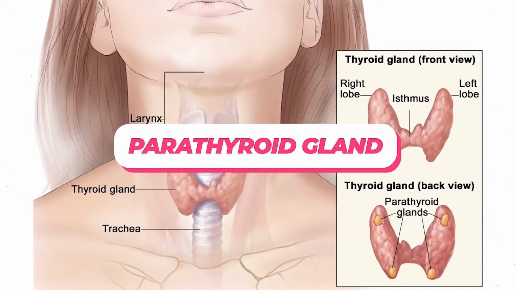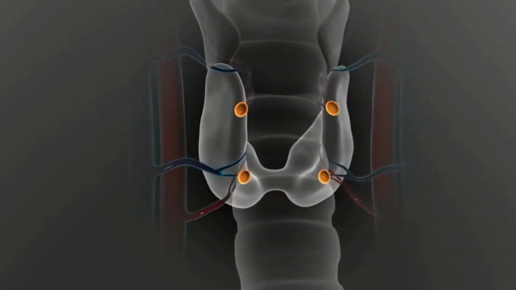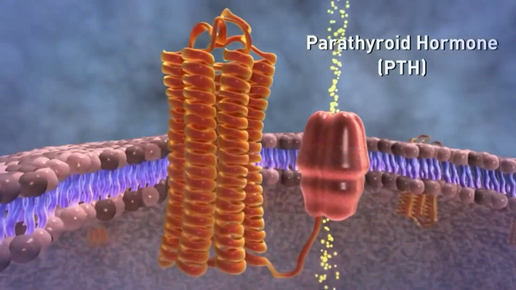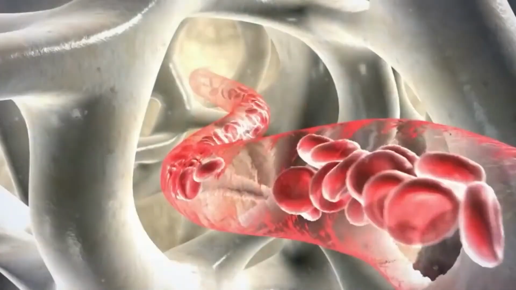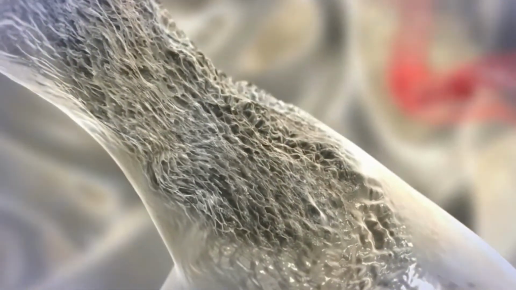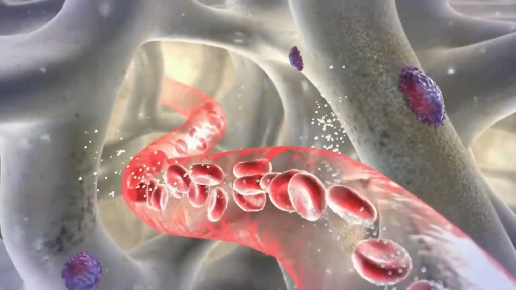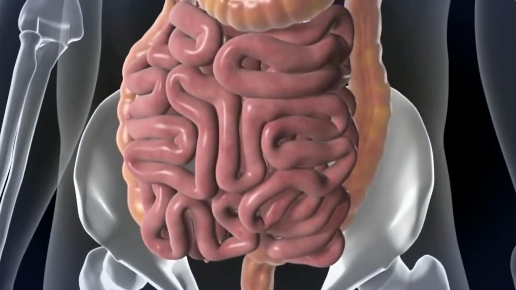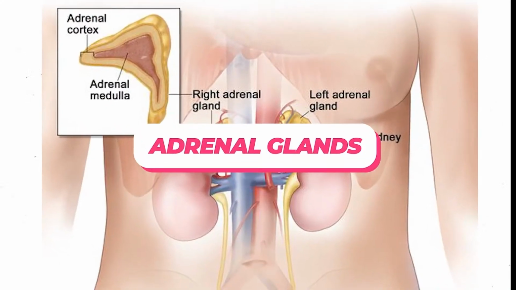Parathyroid gland. The parathyroid gland is located near the thyroid gland and produces parathyroid hormone, which helps to regulate calcium levels in the blood. PTH works in opposition to calcitonin, stimulating the release of calcium from bone tissue and the absorption of calcium in the kidneys and intestines.